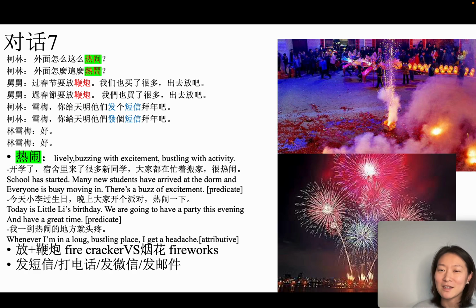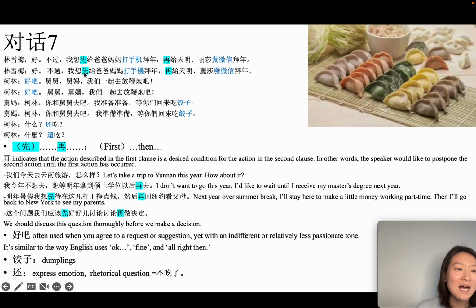have their contact information, only the email, of course, 你可以发邮件拜年。好,林雪梅说好,不过我想先给爸爸妈妈打手机拜年,再给天明丽莎发微信拜年。好。Of course, you can 打手机, 打电话 here, but the new grammar in this actually is not new. We have learned when we learn the transportation, we say, you first take the subway, red line, then you change to the blue line. We're already familiar with this pattern. 先 means first, 再 means then, but here they mention it again because 再 indicates that the action described in the first clause is a desired condition for the action in the second clause. In other words, the speaker would like to postpone the second action until the first action has occurred.